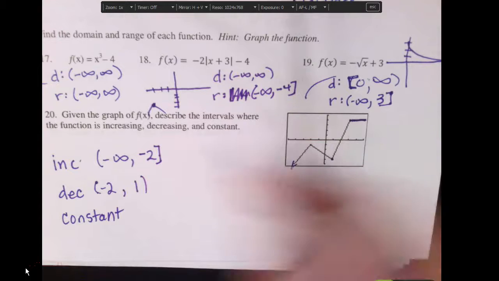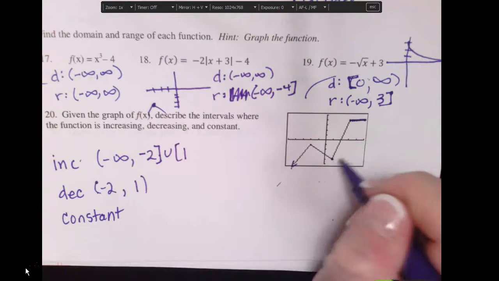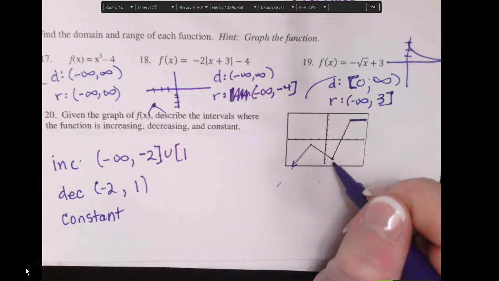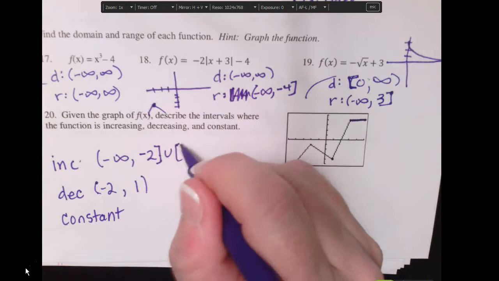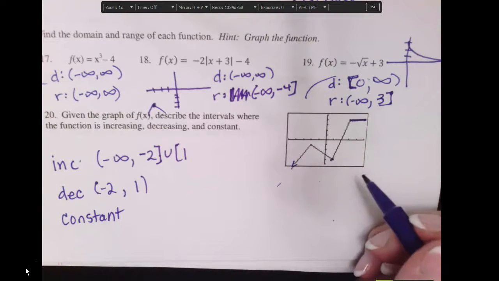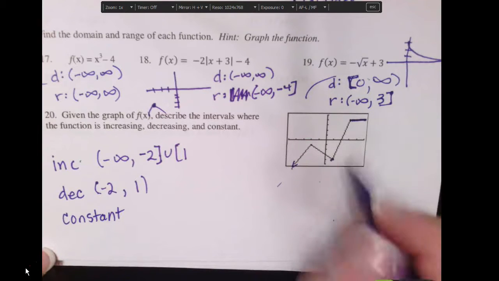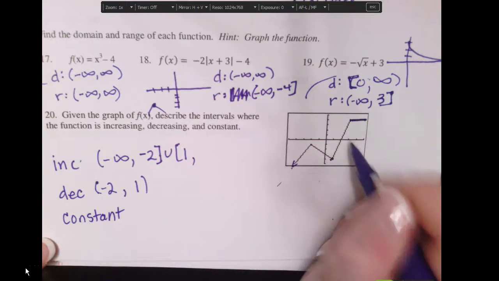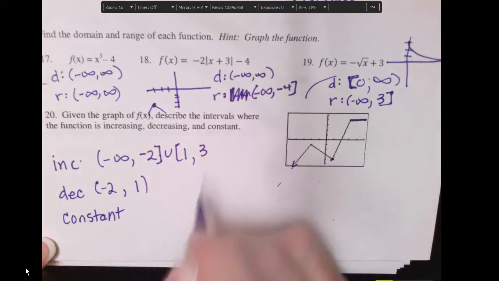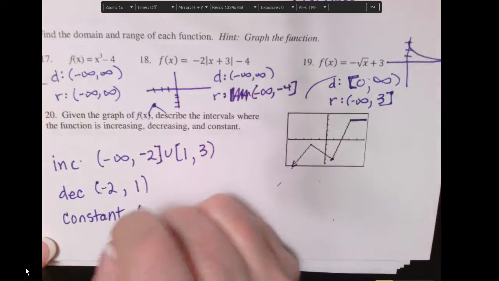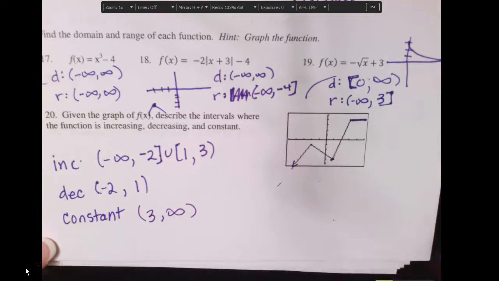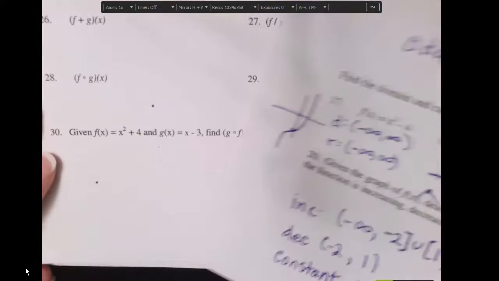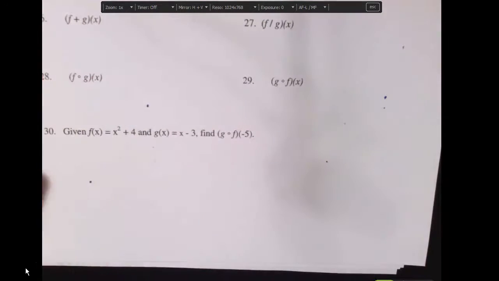And then it goes back to increasing again. And really this bracket can be in either location, or we could use a parenthesis because maybe at this inflection point it's neither increasing nor decreasing. So we go from 1 to 3 on our increasing, and then we stay constant from 3 to infinity. Okay, so this is 9 minutes. I'm just going to go ahead and keep going.